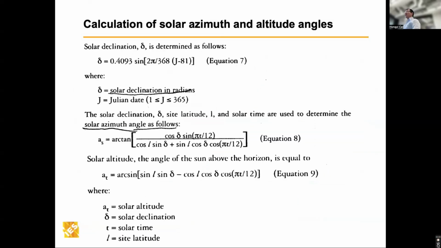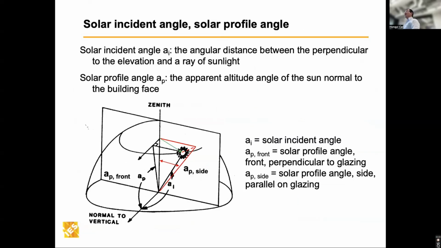And then let's talk about the two more important angles, the incident angle and the profile angle. Because the azimuth angle and altitude angle are actually telling you where the sun is, but they have nothing to do with your shading lines, right?